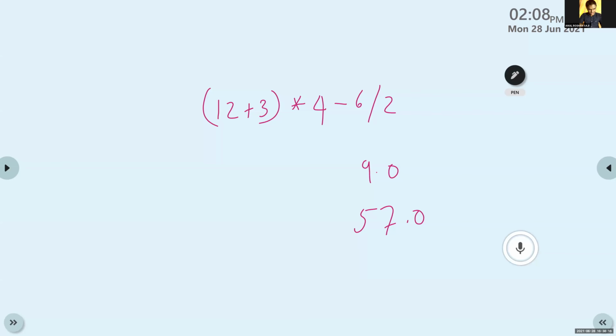Okay, okay. Sanjana, what about your answer? 57. Kevin? 57, ma'am. 57.0. Then what happened? 9.0. How is the working of this calculation? Sayujya, just explain. Yes, ma'am. Explain this statement.